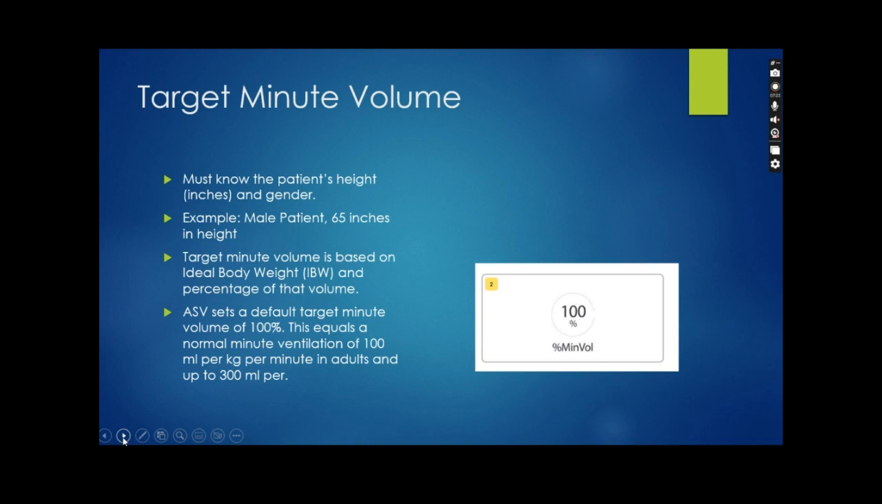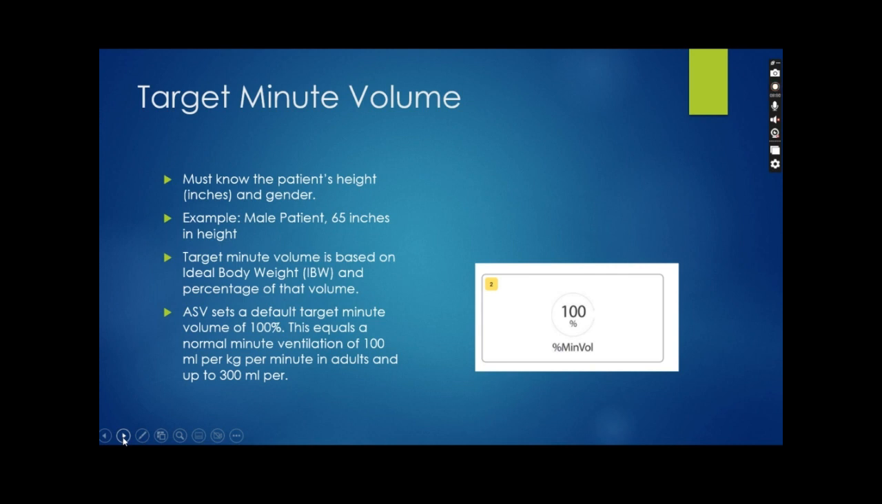Target minute volume is based on the patient's ideal body weight and the percentage of that volume. At 100% minute volume, you are setting the patient's target minute volume based off of that patient's ideal body weight. So, ASV sets a default target minute volume of 100%. That equals a normal minute ventilation of 100 mLs per kilogram per minute in adults, up to 300 mLs per kilogram. Yes, you can set ASV as high as 200+%.